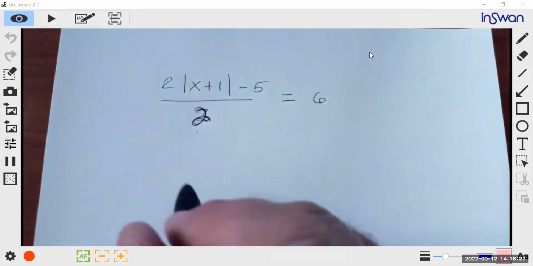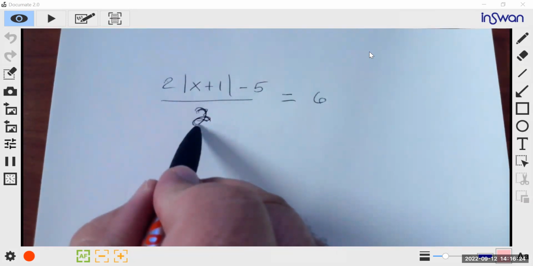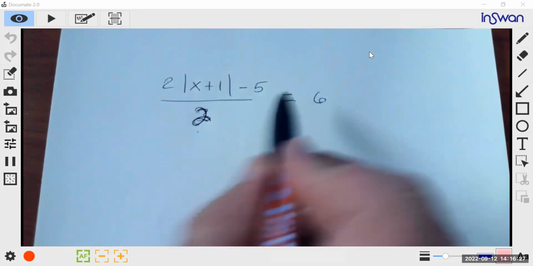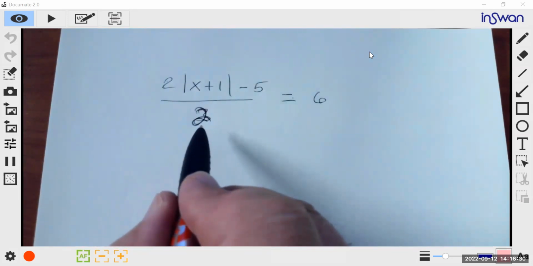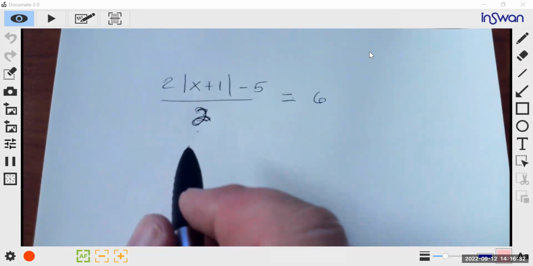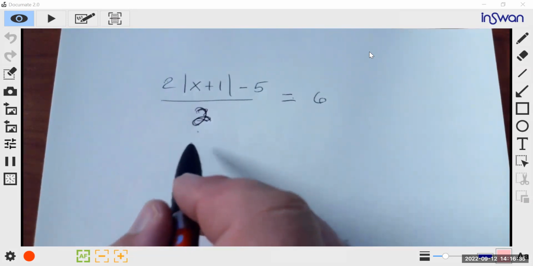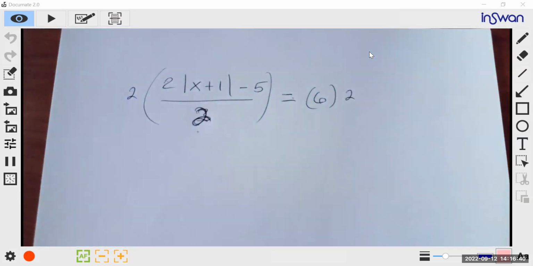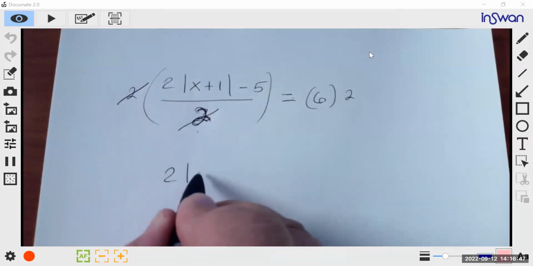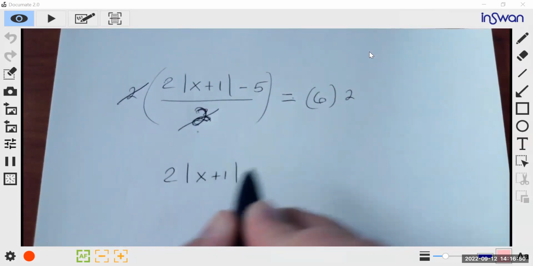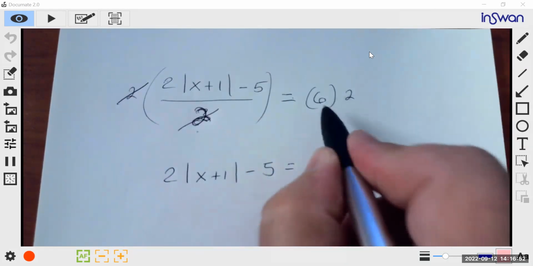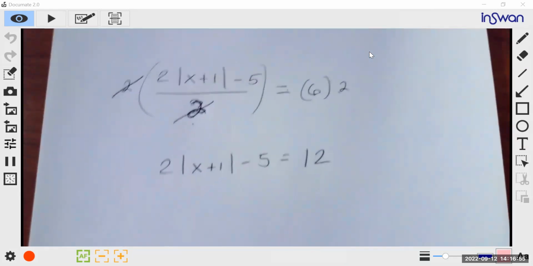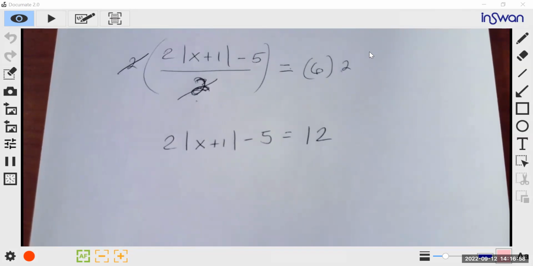We have to get rid of those. What do you get rid of first? Denominator. Remember how to get rid of it: you have an equal sign and a fraction. How do you get rid of the fractions? By what? LCD. So the LCD is what? So multiply both sides by 2. That gets rid of the fraction. So I have 2 absolute value of X plus 1 minus 5. 6 times 2 is 12. Now what do you have to get rid of?